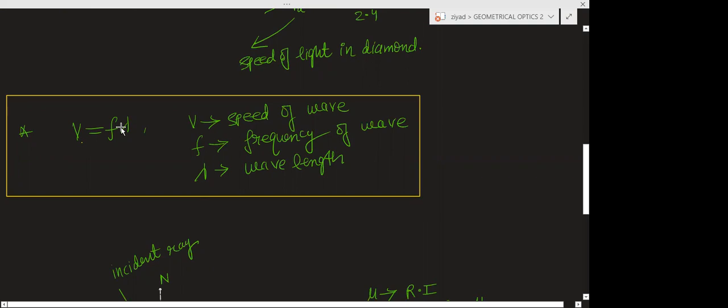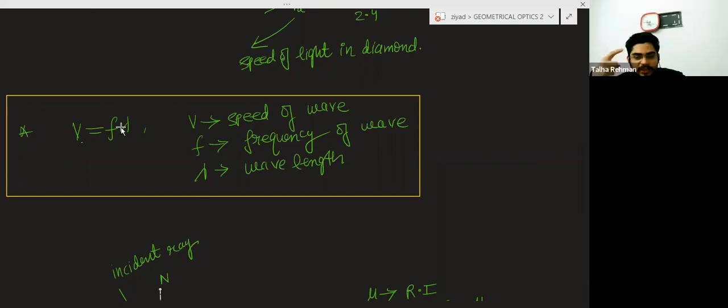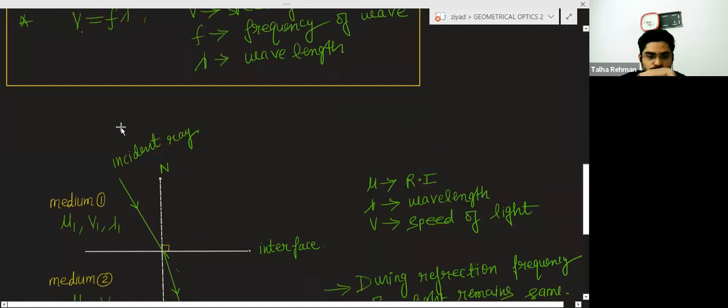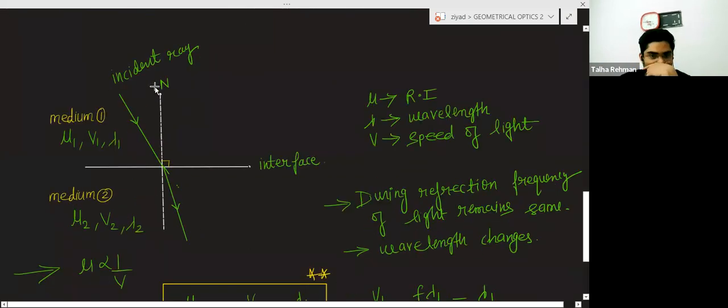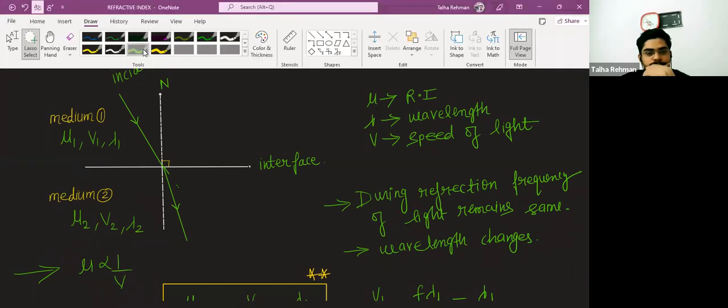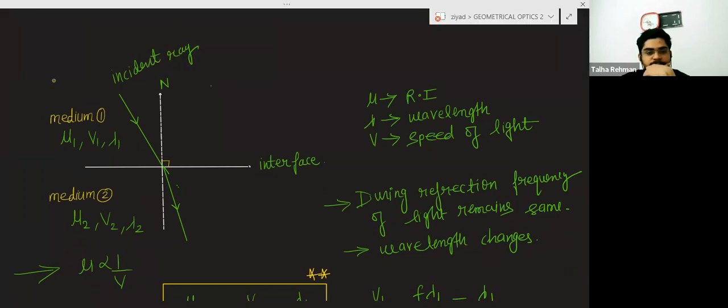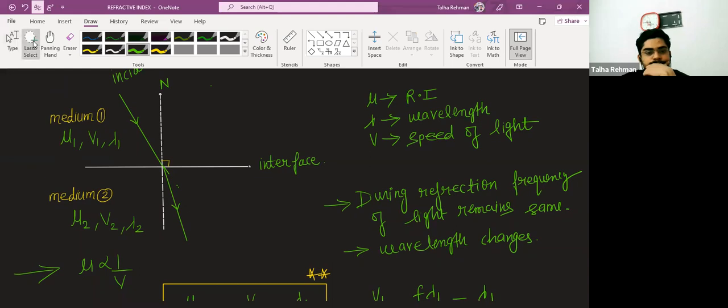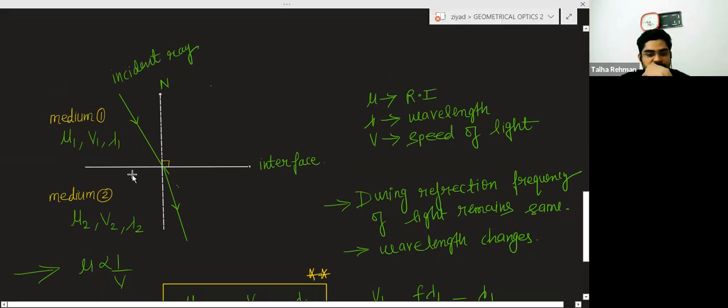But what happens now? What happens during the refraction of the light? During the refraction of the light, the frequency remains same, but the wavelength of the light changes. Okay, here is the refraction taking place. This is the medium 1 and this is the medium 2.